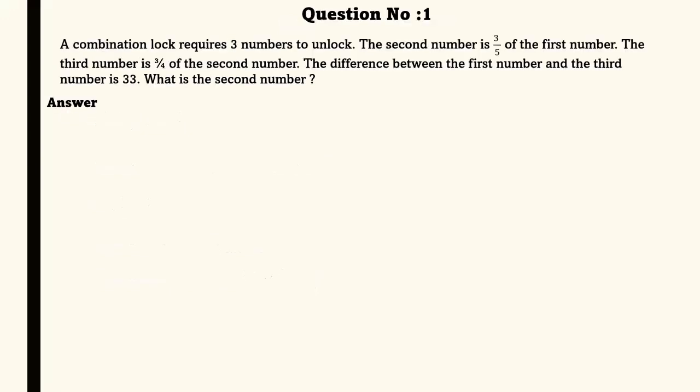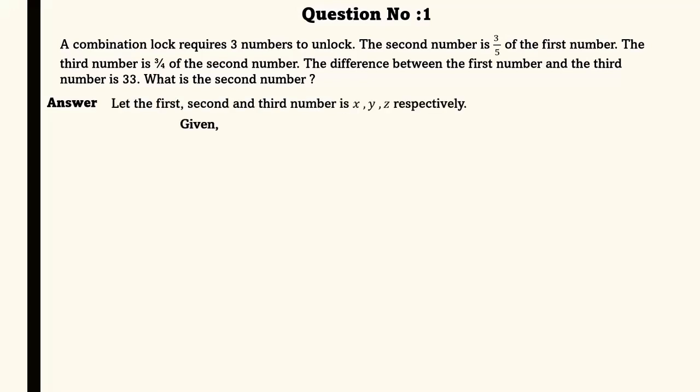Now let's start with the questions. Question 1. A combination lock requires 3 numbers to unlock. The second number is 3 by 5 of the first number. The third number is 3 by 4th of the second number. The difference between the first and third number is 33. What is the second number?